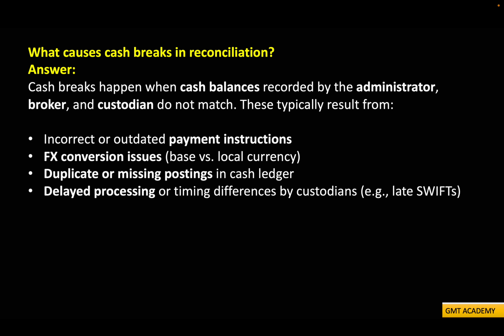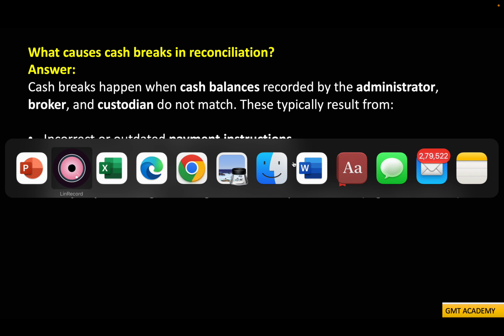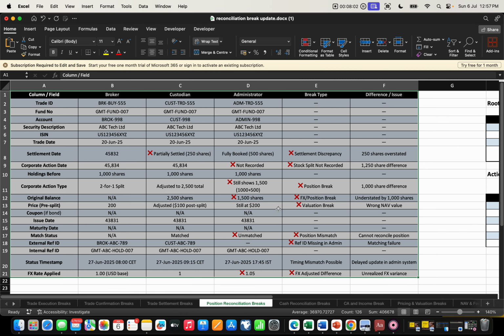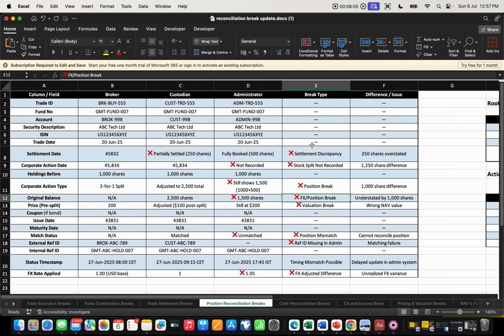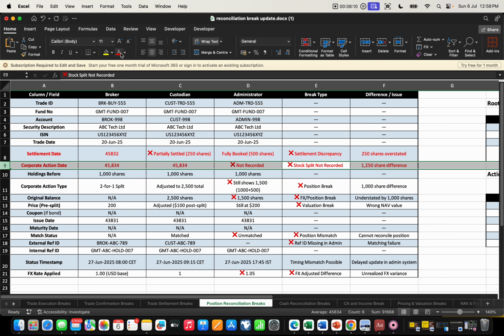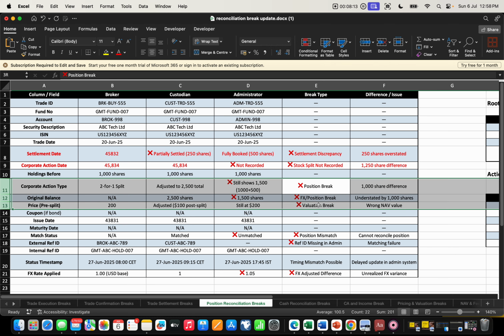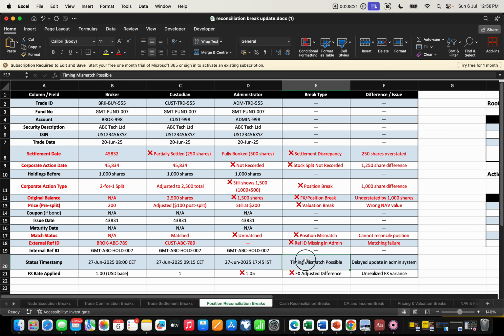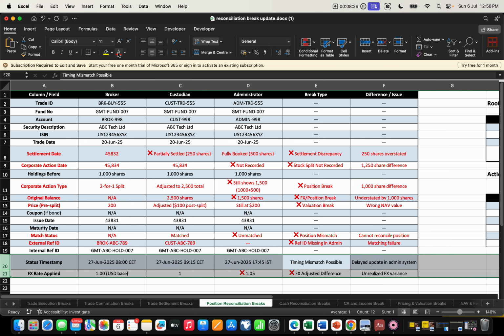Okay, so before we move to cash break, we'll see how a position break looks in the reconciliation tool. In this reconciliation tool, I will first highlight where you get a break when you get a position break. Okay, just a moment, I will highlight this.